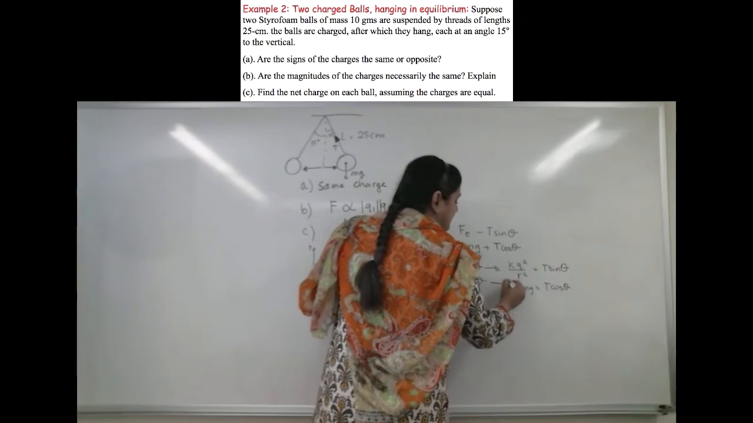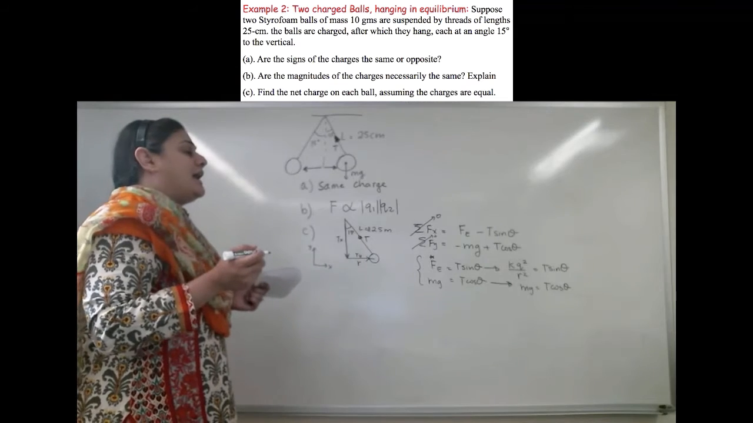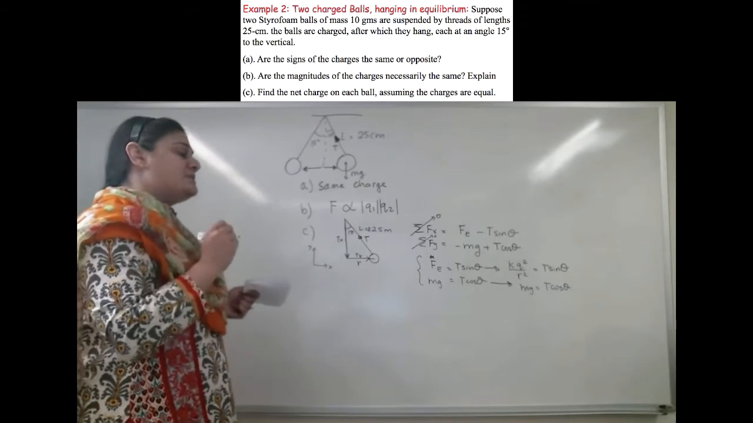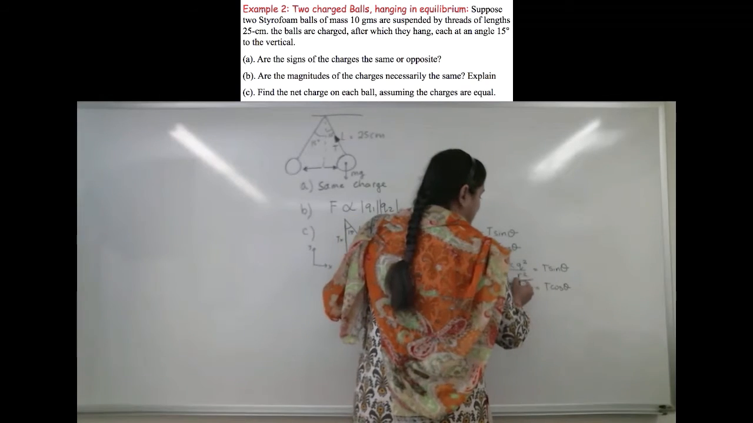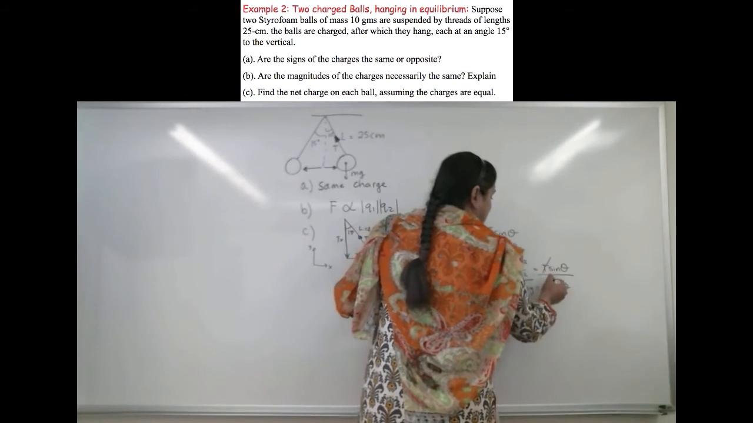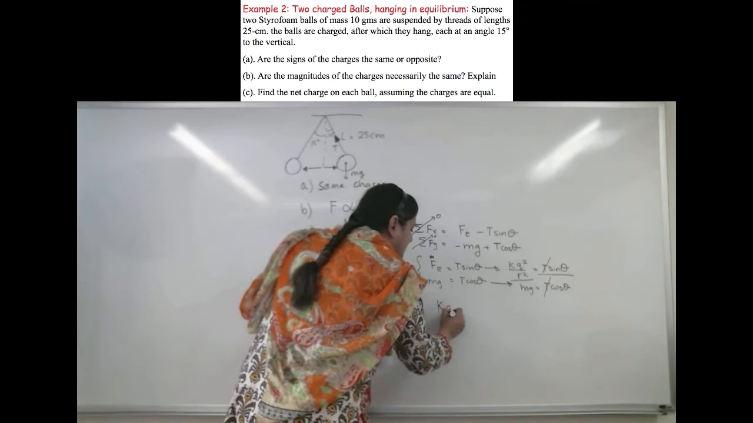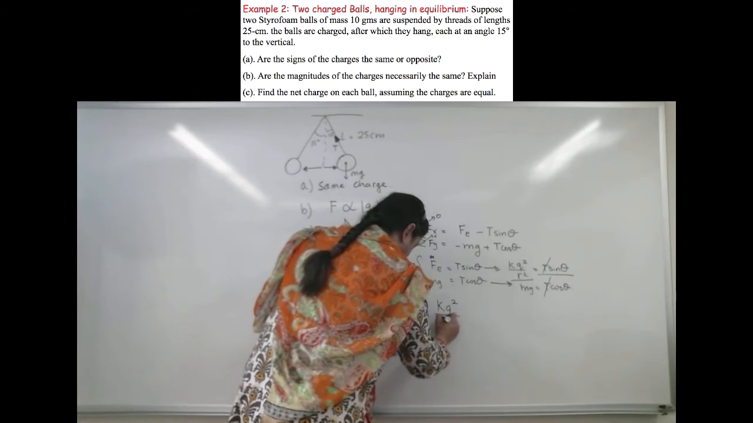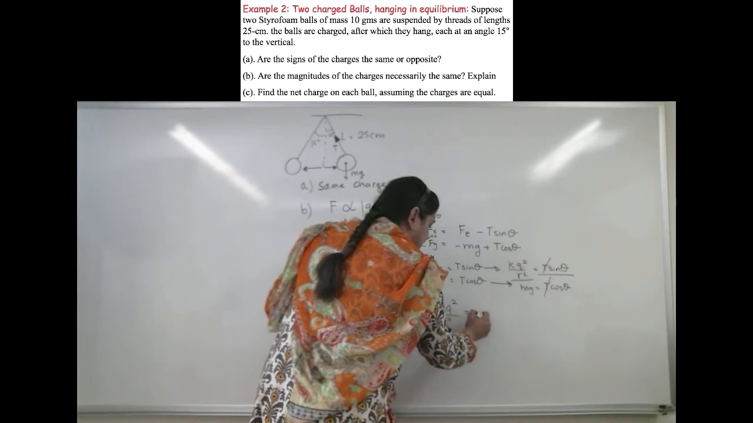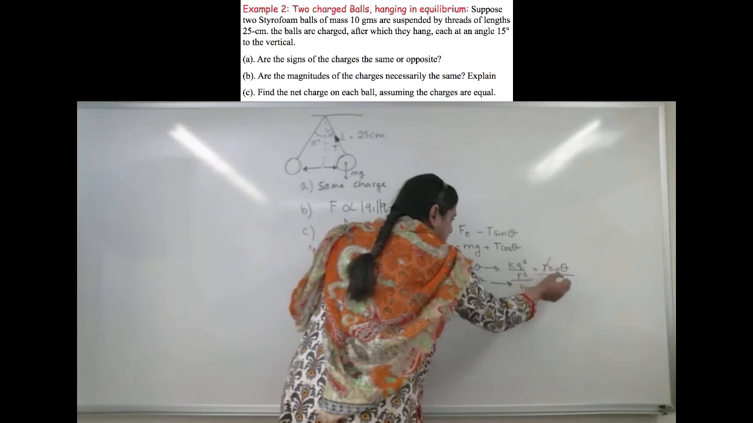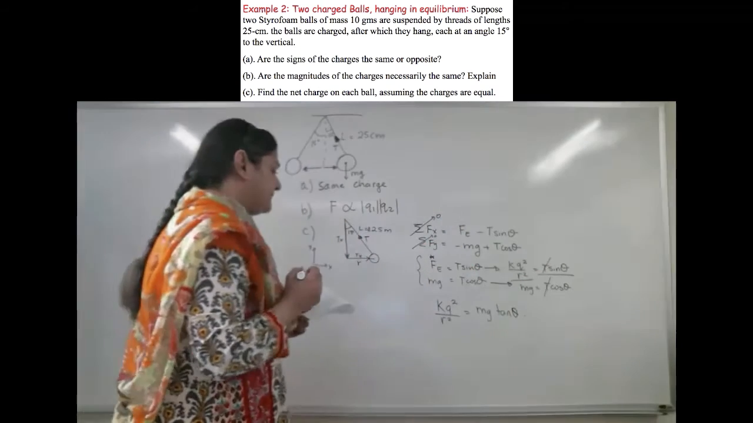So I get these two values, T sine theta and T cosine theta. I think if I divide these two equations, I can get rid of T. So what I'm going to do is I'm just going to divide these two equations, get rid of T. What do I get? K Q squared over R squared, right, equals mg, sine over cosine is tangent theta.